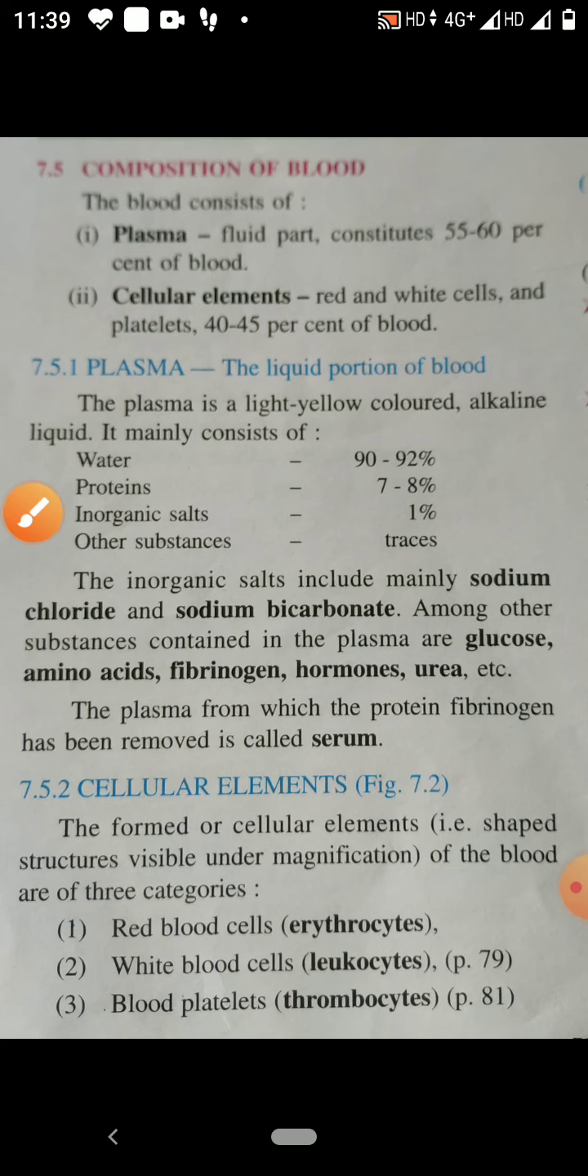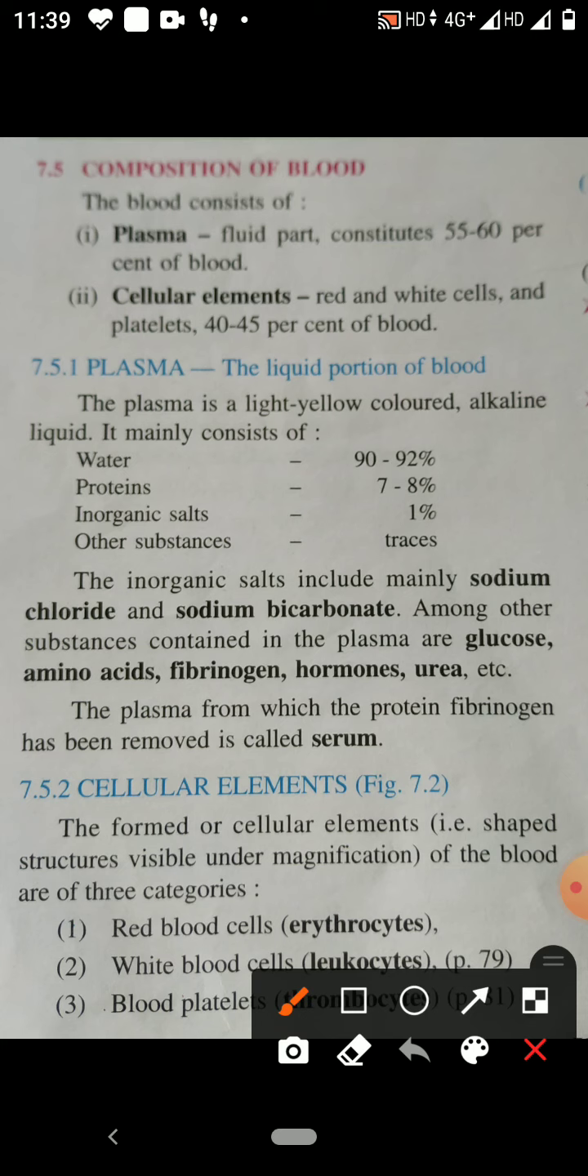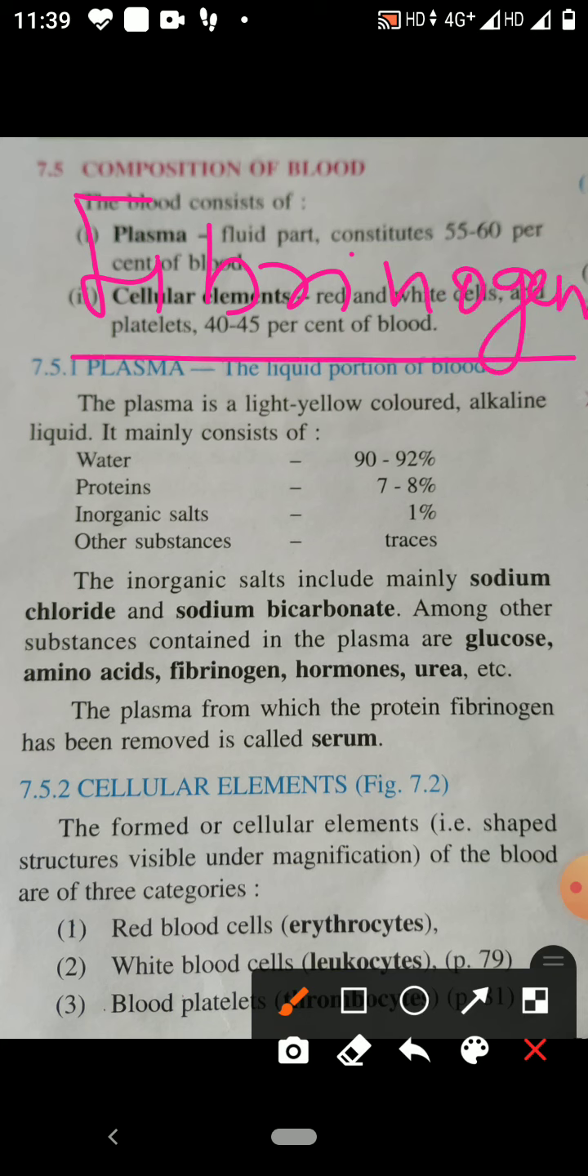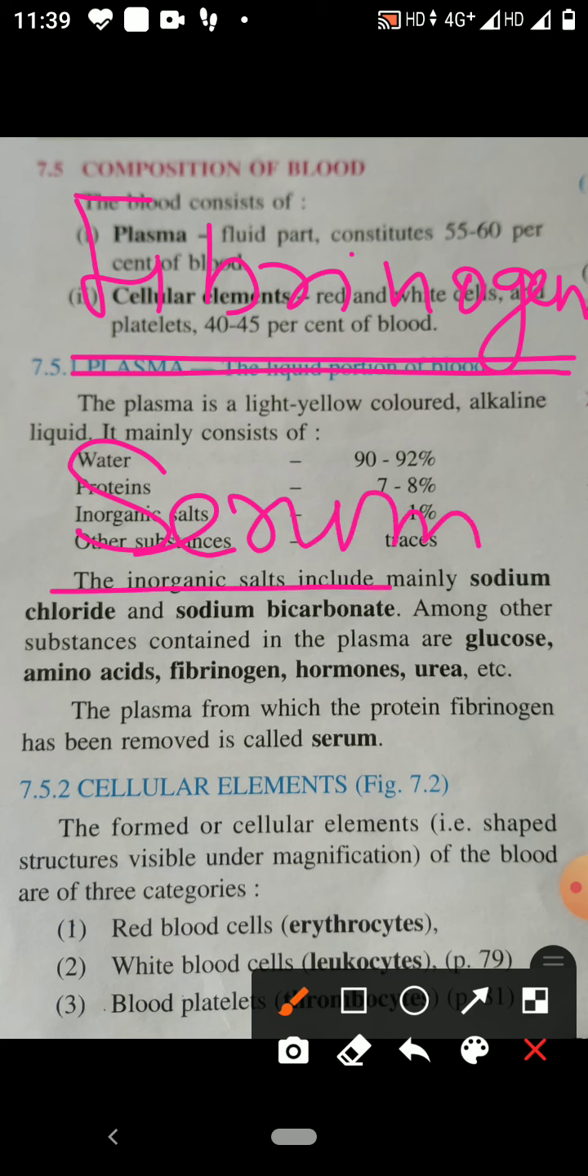But when this protein, fibrinogen, is removed from the plasma, that plasma is called serum. So you have to know what serum is. Serum is the plasma from which fibrinogen protein has been removed. That is called serum.